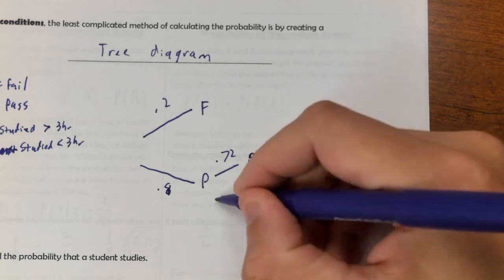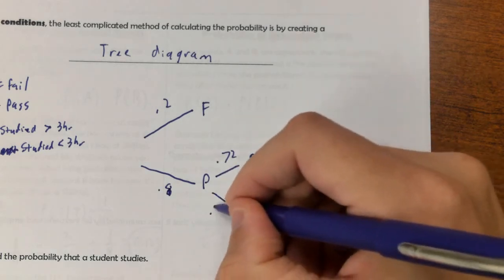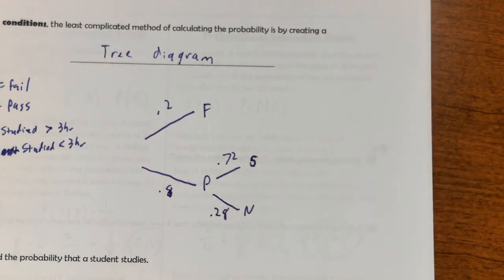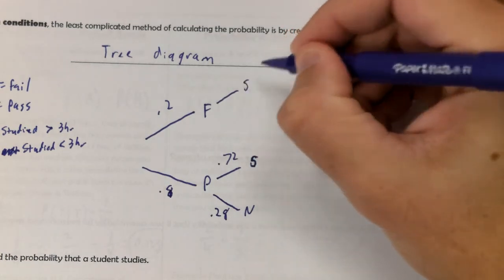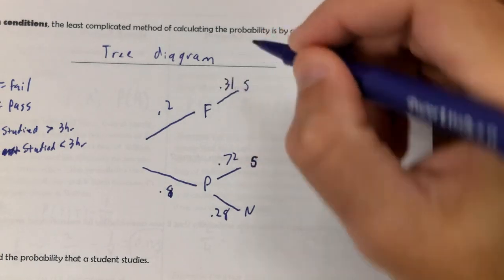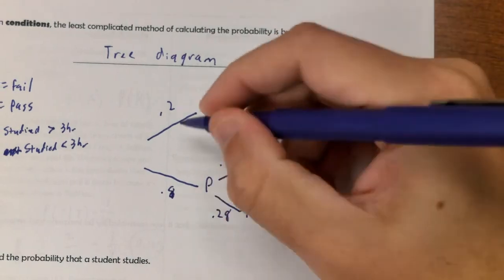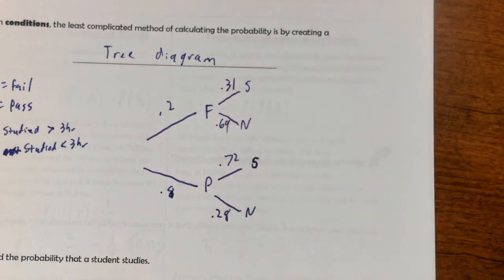Down here, if 72% studied for it, then that means 28% did not study for it. For those who failed, we said that 31% studied for it, which means that 69% did not.